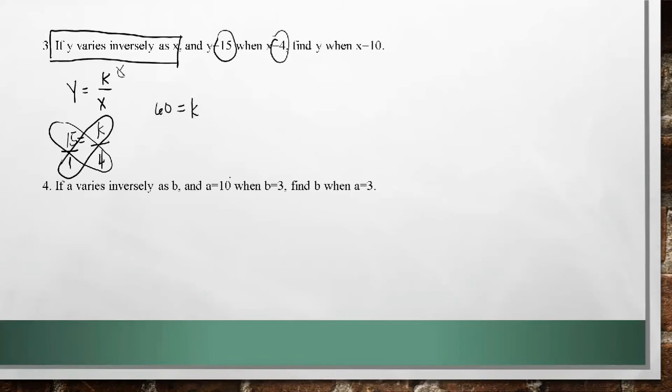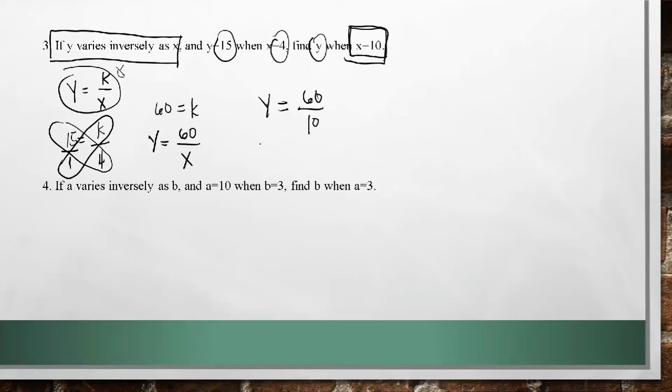Let's have the equation of variation where k is substituted to the formula. So y is equal to k over x, so y is equal to 60 over x. Now we have the equation of variation. We can find the value of y when x is 10. So y is equal to 60 over the value of x, which is 10, and y is equal to 6. Therefore, this is the value of the missing variable y.